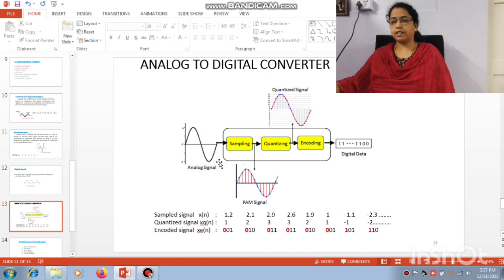which is explained here with the help of this example, by considering this time domain analog sinusoidal signal, whose various amplitudes are considered here. The sampled version, that is these sampled values at various time instants. Then quantized values are also written, and with respect to the quantized values, the encoded values are written here.